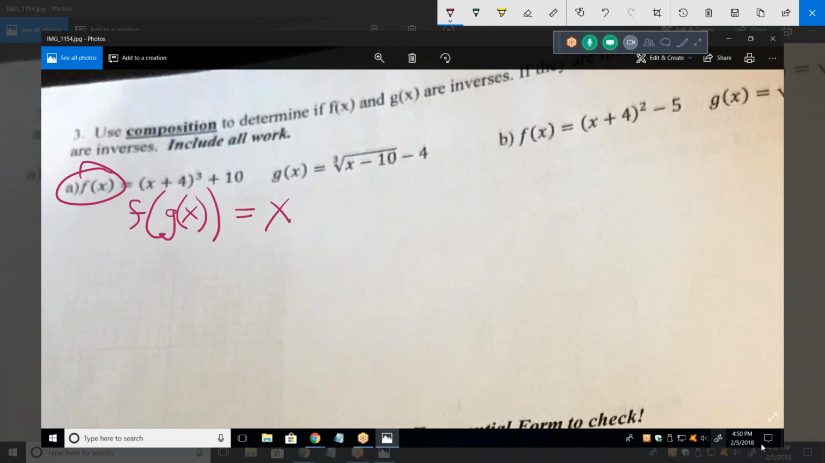Now, f of g of x. Well, what do I put in the parentheses? You put both equations. No, you put just the g of x. Oh, just g of x. Yeah, that's g of x right there. So instead of writing g of x, I'm going to write that equation. It's the cube root of x minus 10 minus 4. That's what g of x is. Okay? Now, just like when I said, what is f of 2? You plugged in 2 for that. Well, what are you going to plug in for x now?